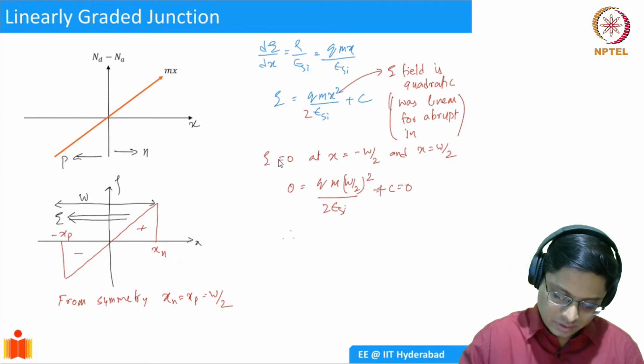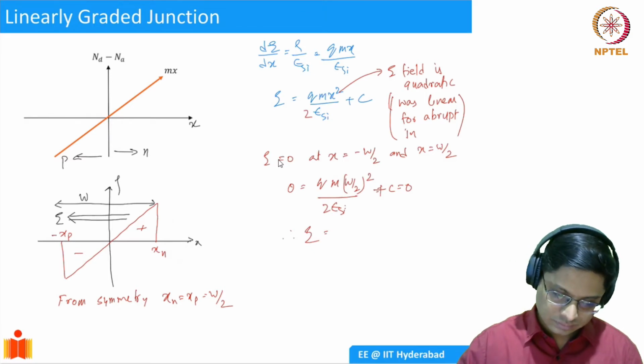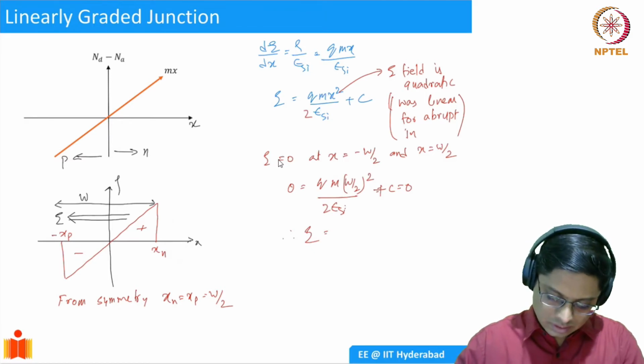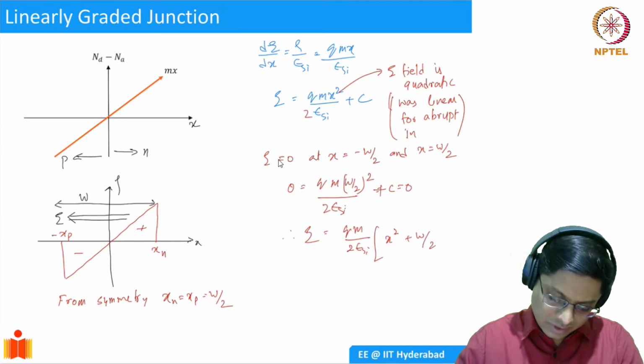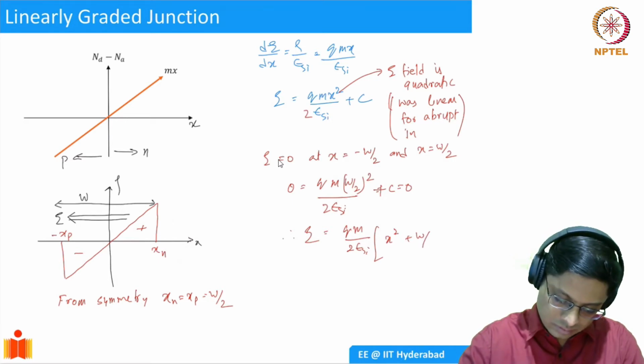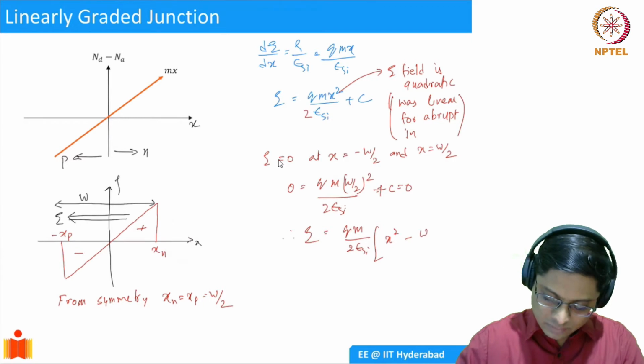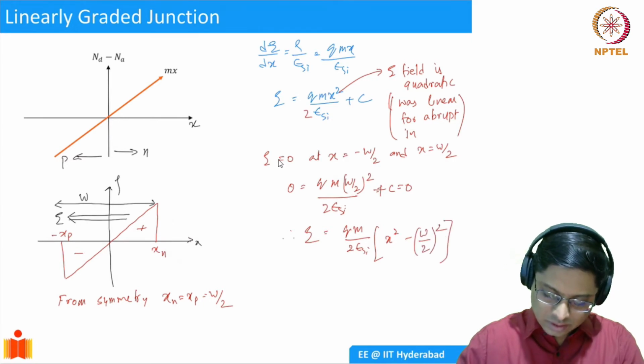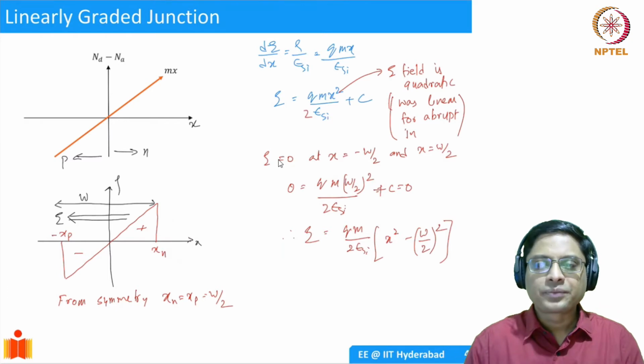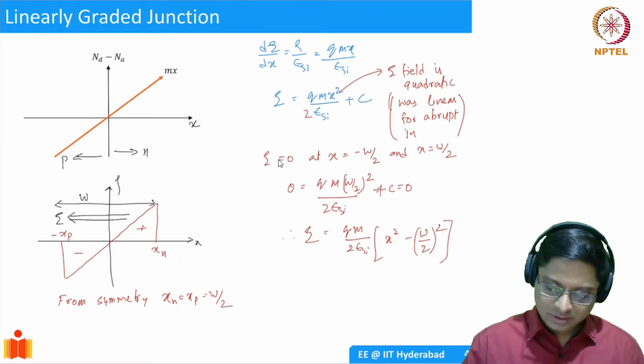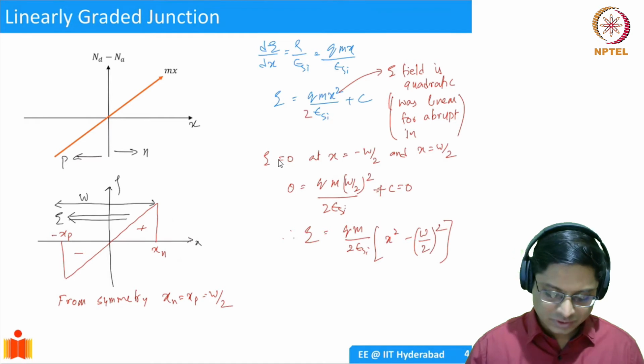Therefore, your electric field is going to be Qm by 2 epsilon silicon, x square plus w by 2. Well, no, it should be minus w by 2. Minus w by 2 whole square. This is your electric field, right? So it's a quadratic form. You put x equal to, it works out, the conditions are satisfied, so this is it.